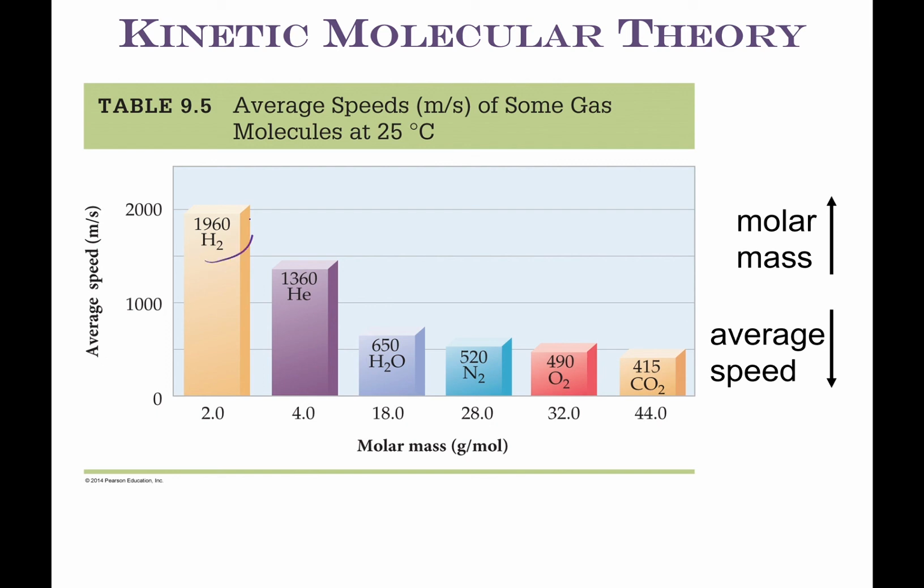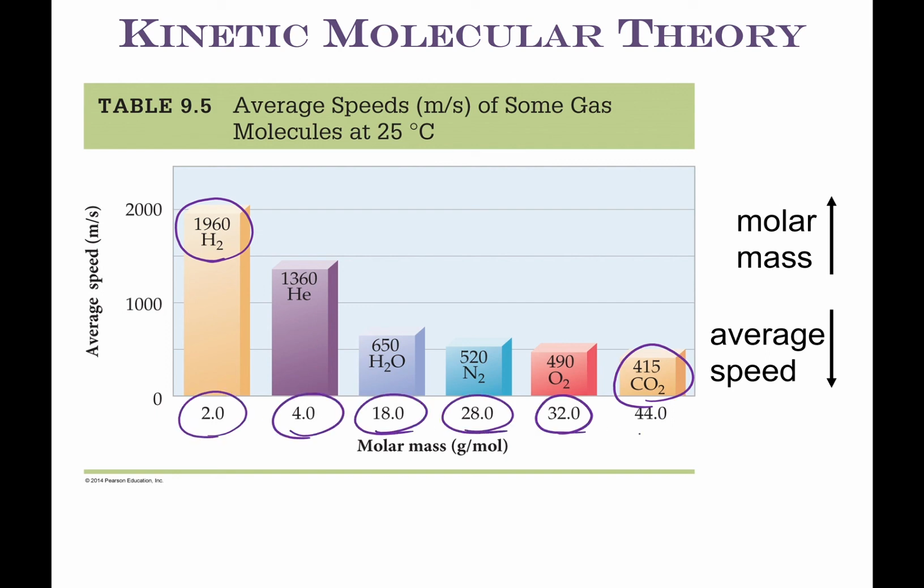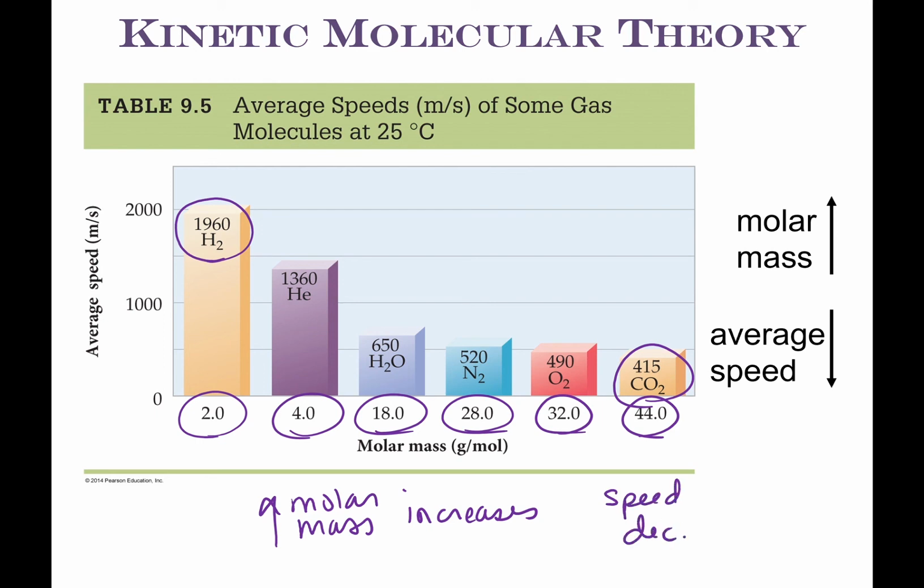So why is hydrogen so much faster than carbon dioxide? And honestly, it's based on their mass. So if you look at the mass, as the mass, the molar mass, increases, the speed decreases. So it's just going to be harder to move something that's heavier. That's all. So you can look at two gases and you can say, well, I know oxygen is going to move slower than hydrogen because oxygen has way more mass. So that's how we do that.